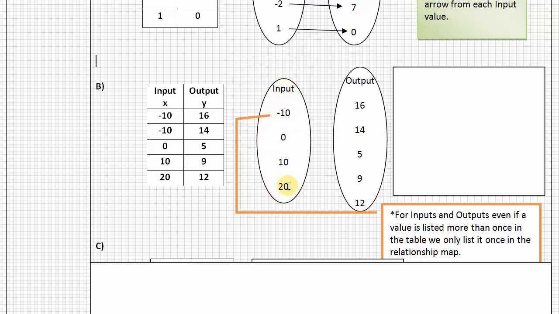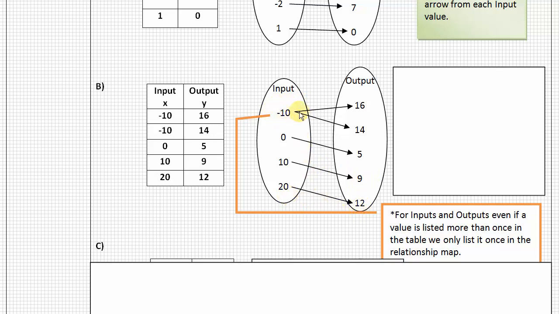So I have my two ovals. Here are my input values. I've copied them from the table, but I'm only using -10 once. And then I also copied down the y values in my output oval. Now we want to use those arrows again to match up each input value to its possible output value. Let's go ahead and do that now. I've matched up each value as it corresponds to its output value in the table. -10 can match up to 16, but -10 also matches up to 14. 0 matches up to 5, 10 matches up to 9, and 20 matches up to 12.